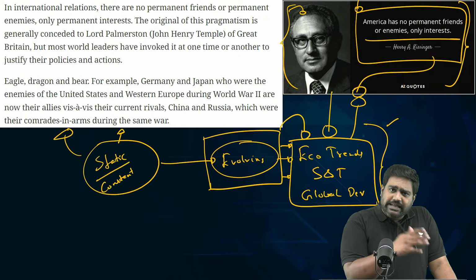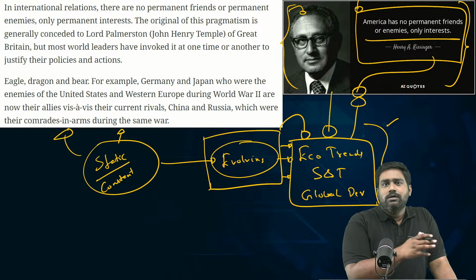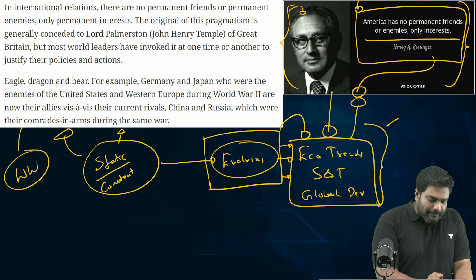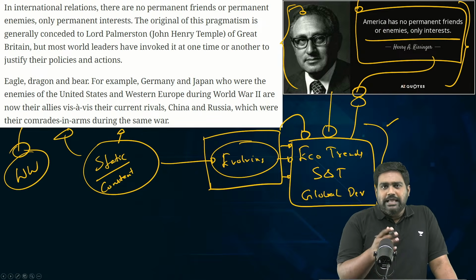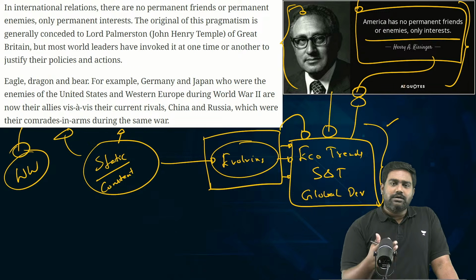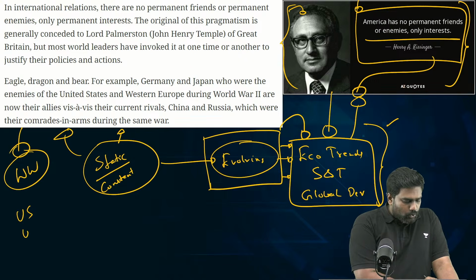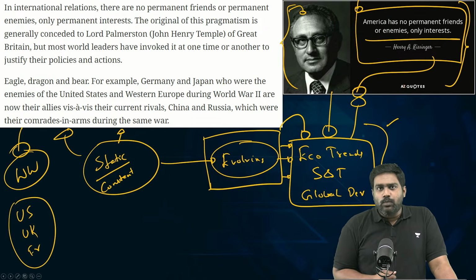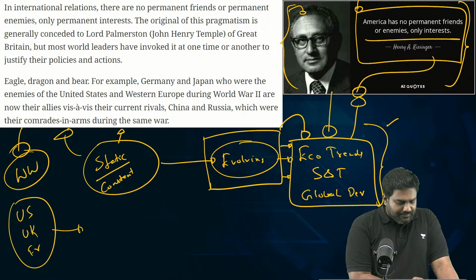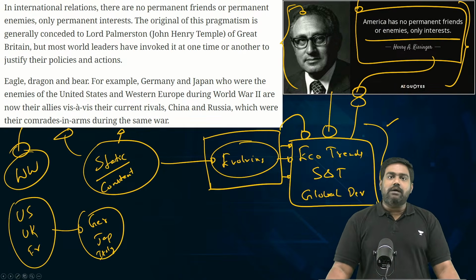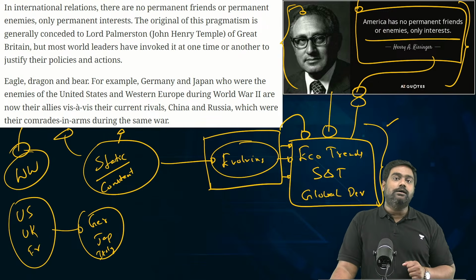Look at the other example. Before the 1950s, I'm talking about the World War era. Now you tell me, who were the countries fighting against each other during the World War? US, UK, France, for example, weren't they on one side? Weren't they fighting Germany, Japan, Italy, which were the fascist powers during the Second World War in particular?